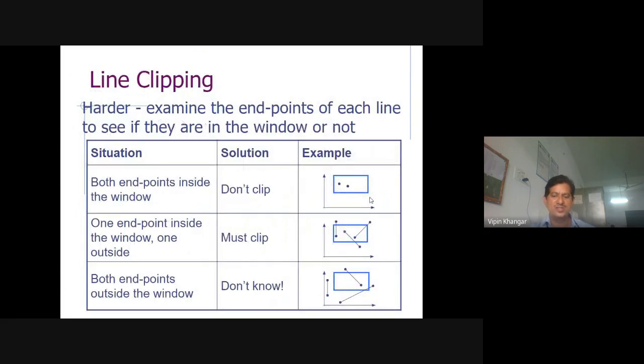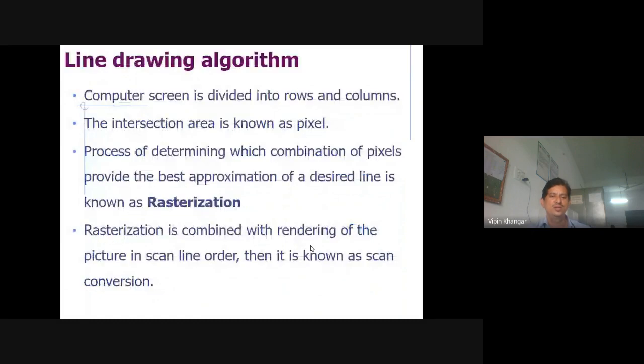These are the basic concepts that have been shown. When both points are inside the window, don't clip. If one point is outside, definitely clip. When both endpoints are outside the window, we don't know. It depends on whether the line lies completely outside or some portion is inside, and we need to take the decision based on that.